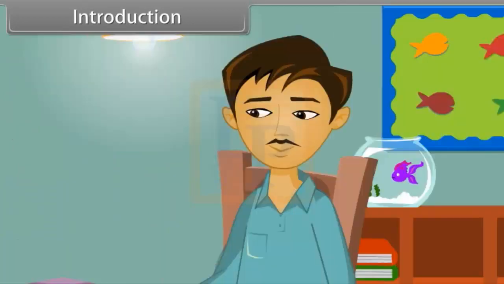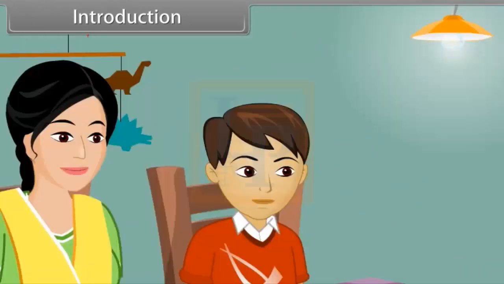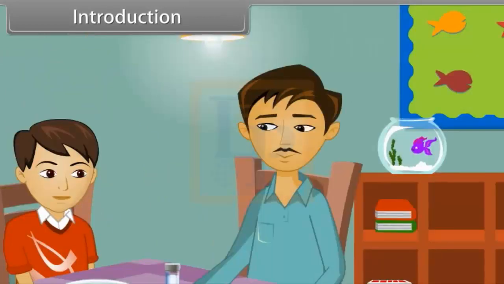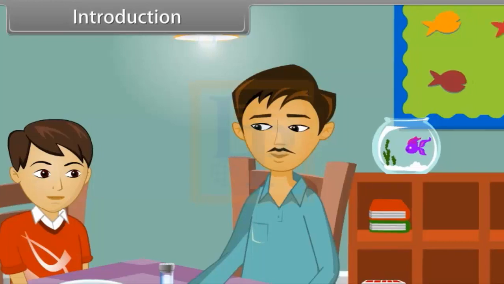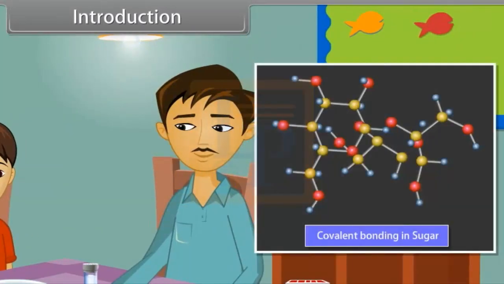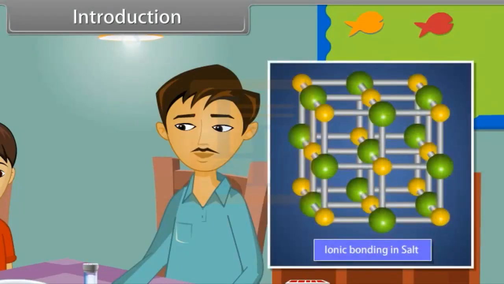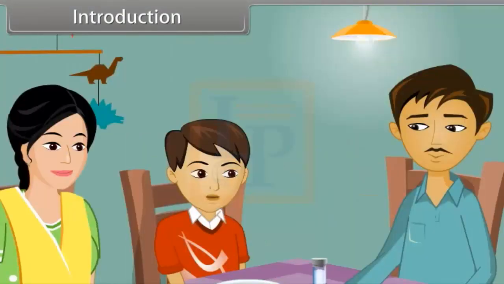Okay, so tell me, why do the sugar and salt particles have different structures? Maybe due to different constituent particles? Son, your answer is right but not appropriate. I will tell you. Every structure depends upon the nature of chemical bonding between them. In sugar, there is covalent bonding in the molecules, whereas in salt, there is ionic bonding in the molecules. Okay, Father. I got the reason and I want to know some more about that.